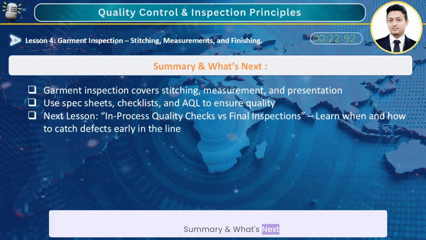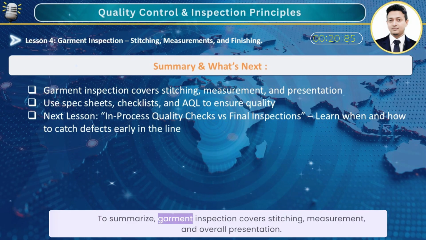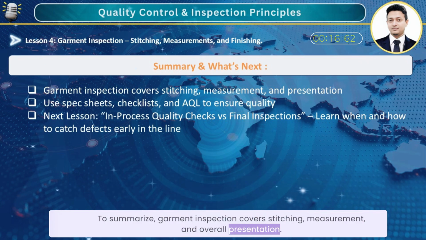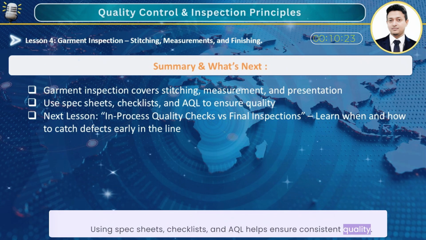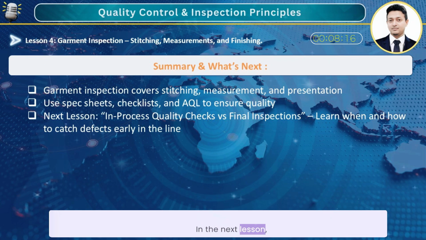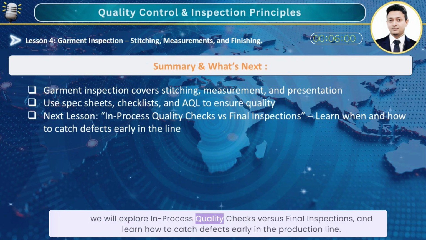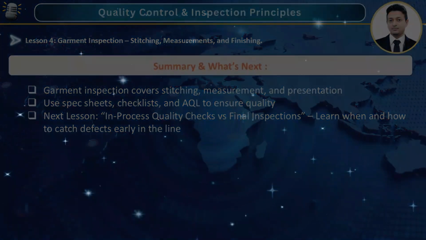Summary and what's next. To summarize, garment inspection covers stitching, measurement, and overall presentation. Using spec sheets, checklists, and AQL helps ensure consistent quality. In the next lesson, we will explore in-process quality checks versus final inspections and learn how to catch defects early in the production line.